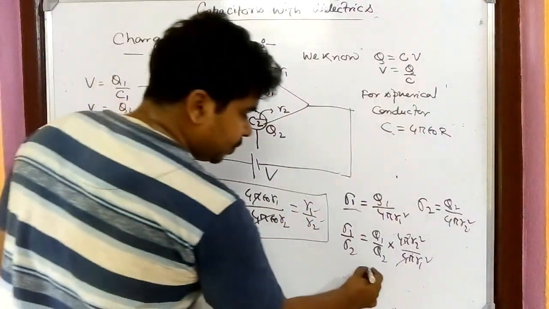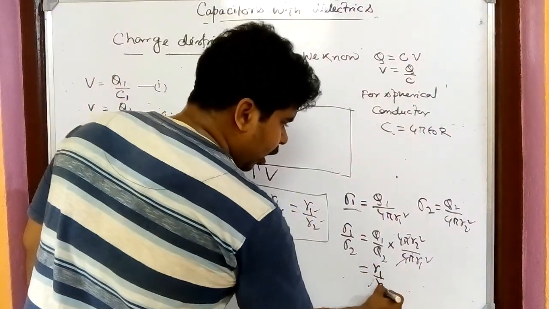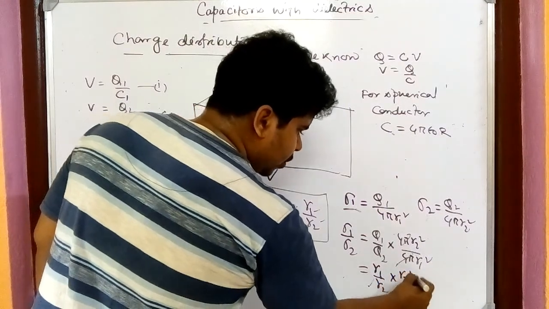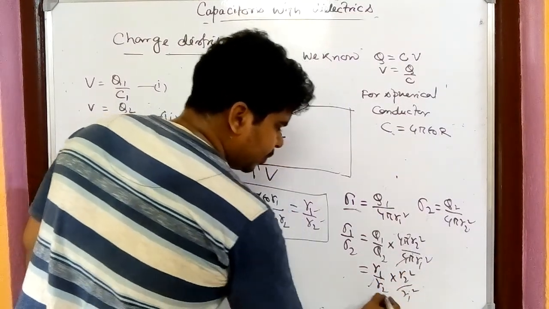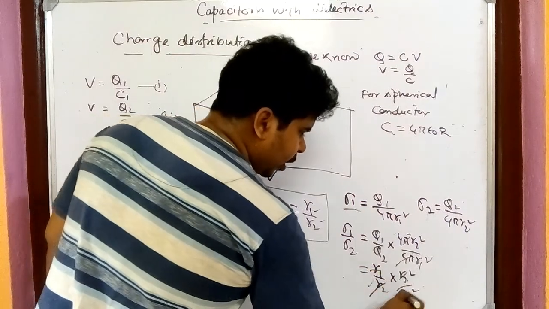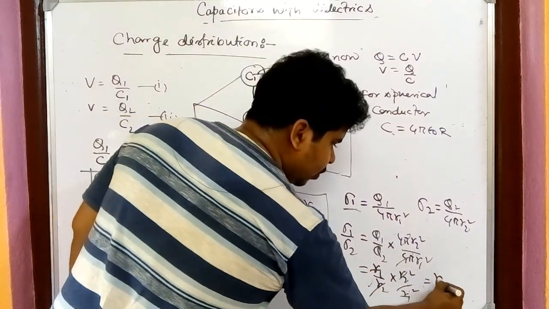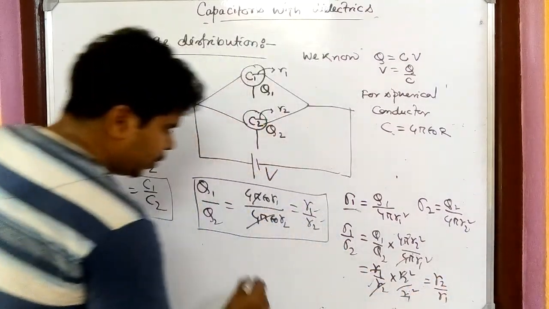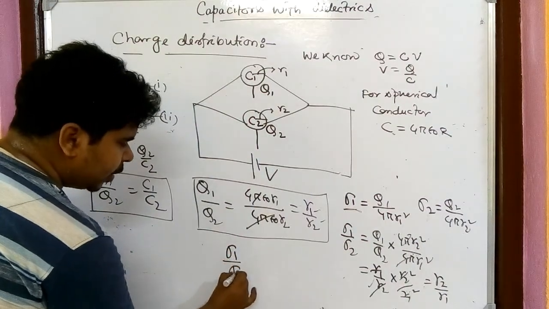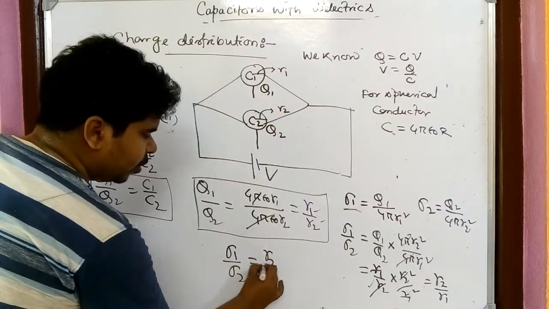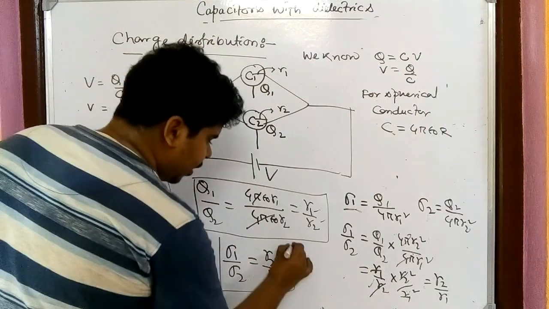Q1 by Q2 equals R1 by R2, as we have done earlier. It's R1 by R2 into R2 square by R1 square. So it is R2 by R1. So we can write sigma 1 by sigma 2 is R2 by R1.